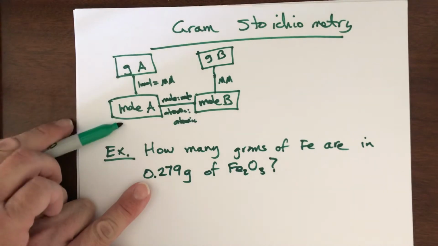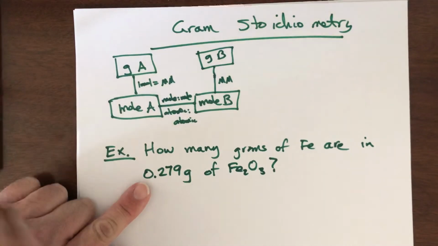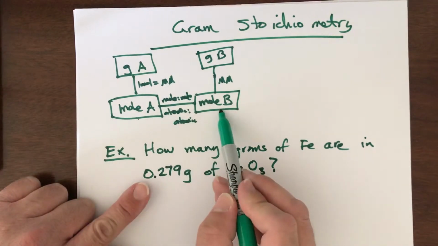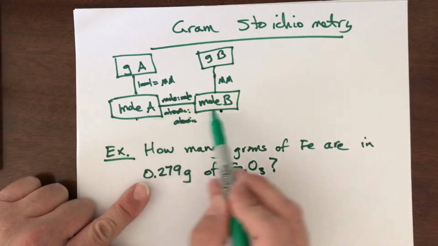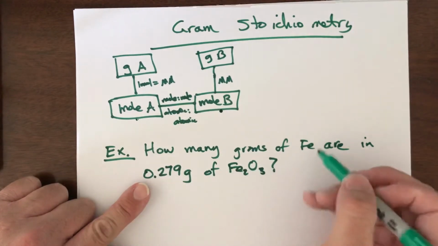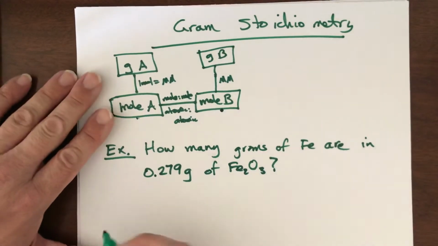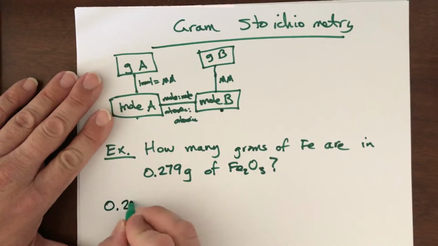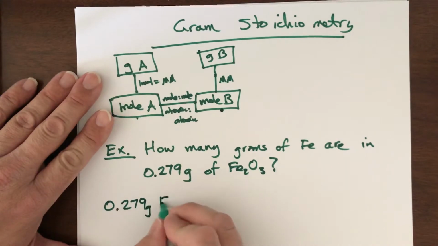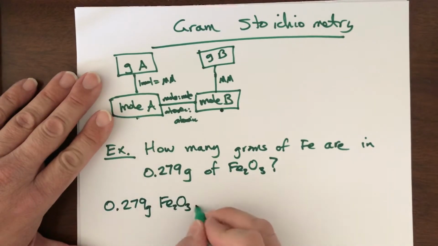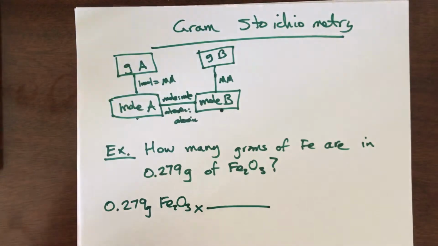The first thing we're going to do is change to moles using the molar mass. We're going to look for a mole-to-mole ratio at the atomic level ratio to go from moles of Fe2O3 to moles of iron, and then use the molar mass of iron to get back to grams. All right, so we're going to start with our 0.279 grams of Fe2O3. All right, and we're going to calculate the molar mass of Fe2O3.